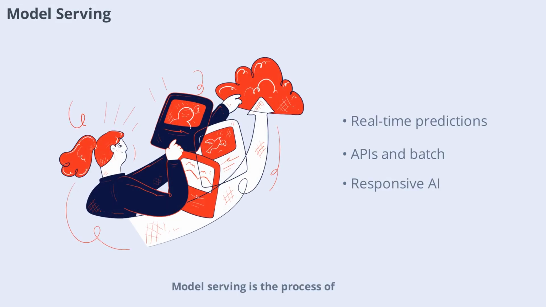Model serving is the process of making trained models available for real-time predictions. This can be done through APIs, batch processing, or streaming. Efficient model serving ensures that AI solutions are responsive and scalable.